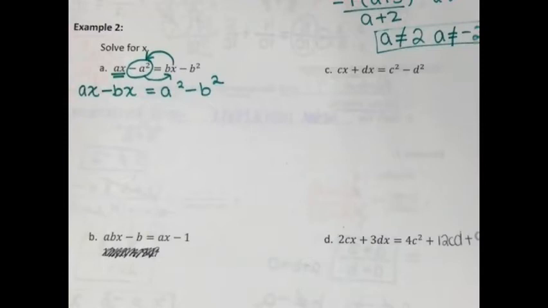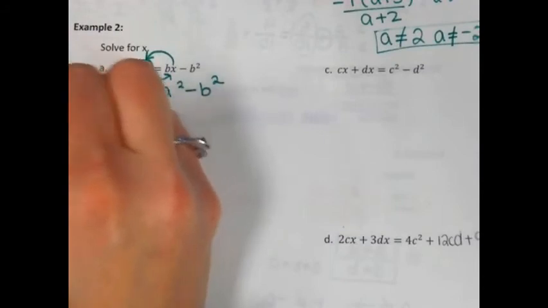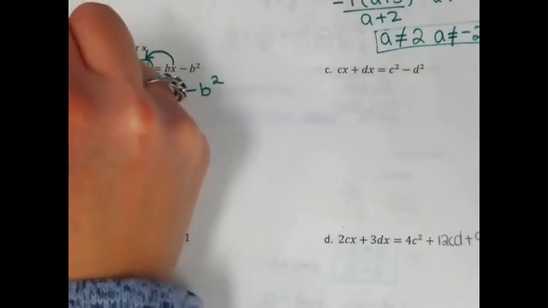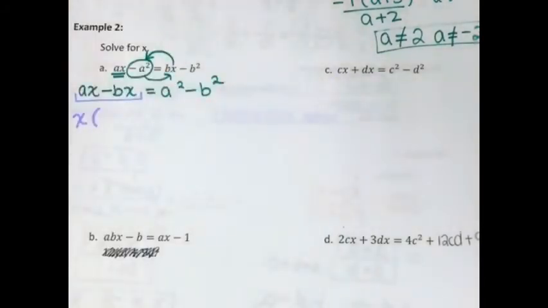Okay. Now, normally we would combine these x's, but are these x's like terms? No. But what do you notice about those? Isn't that a greatest common factor? Yeah. And if it's a greatest common factor, can't I factor the x out? Yeah. And if I factor my x out, what would I be left with?